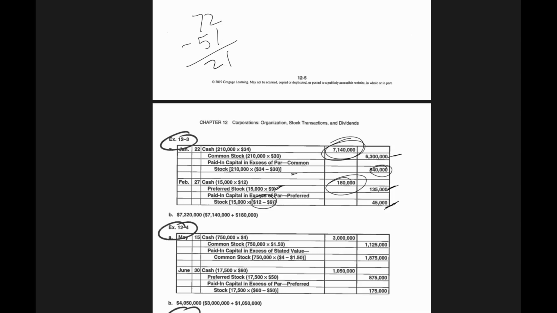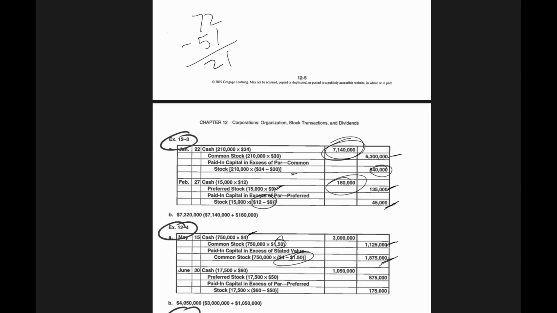In number 4, it's basically the same problem again. It's just called no par stock. On May 15th, they issued 750,000 shares at $4, but they have a stated value, which essentially is like par, of $1.50. So we'll take all 750 times 1.50, and then the difference between 4 and the 1.50 going to paid in capital in excess of par.